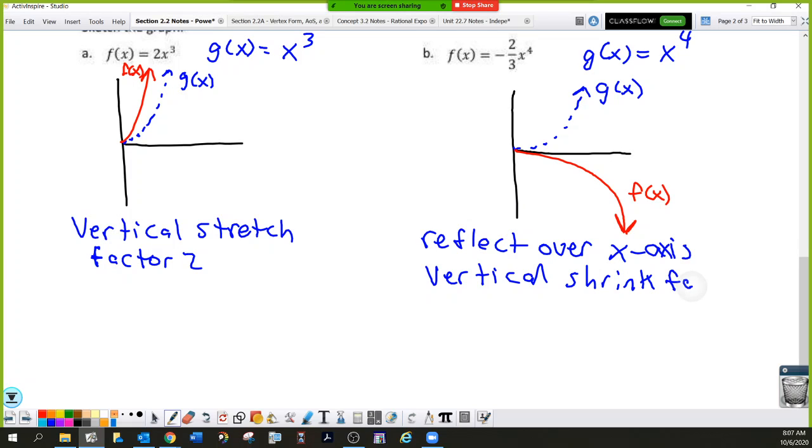A factor 2/3. So it gives us the opportunity to review some older material. We are not going to let this section be hard.